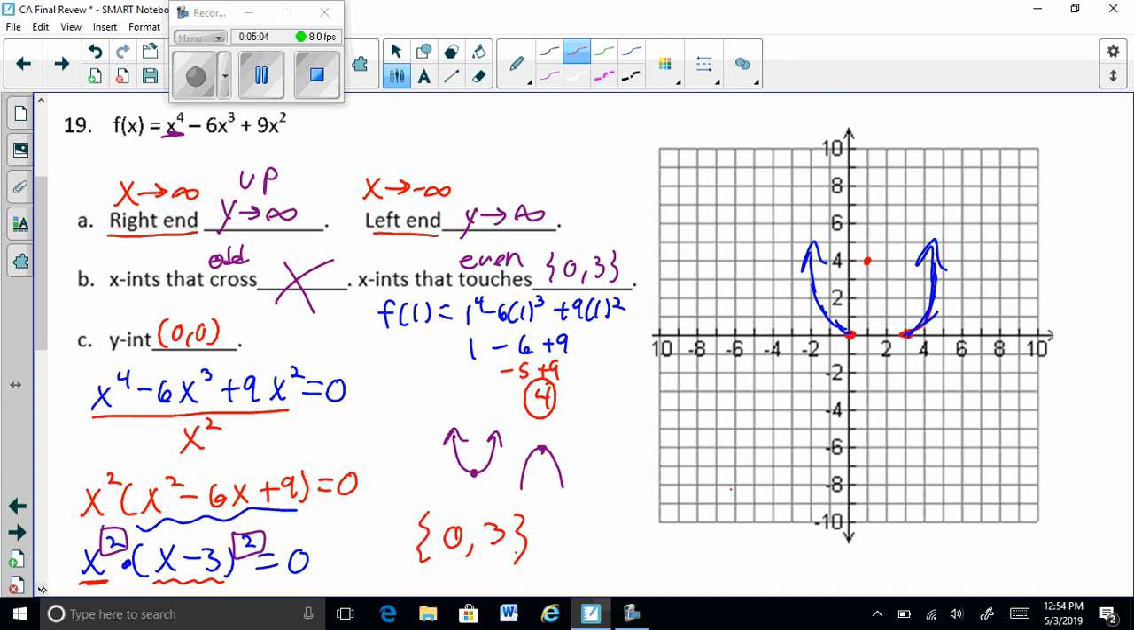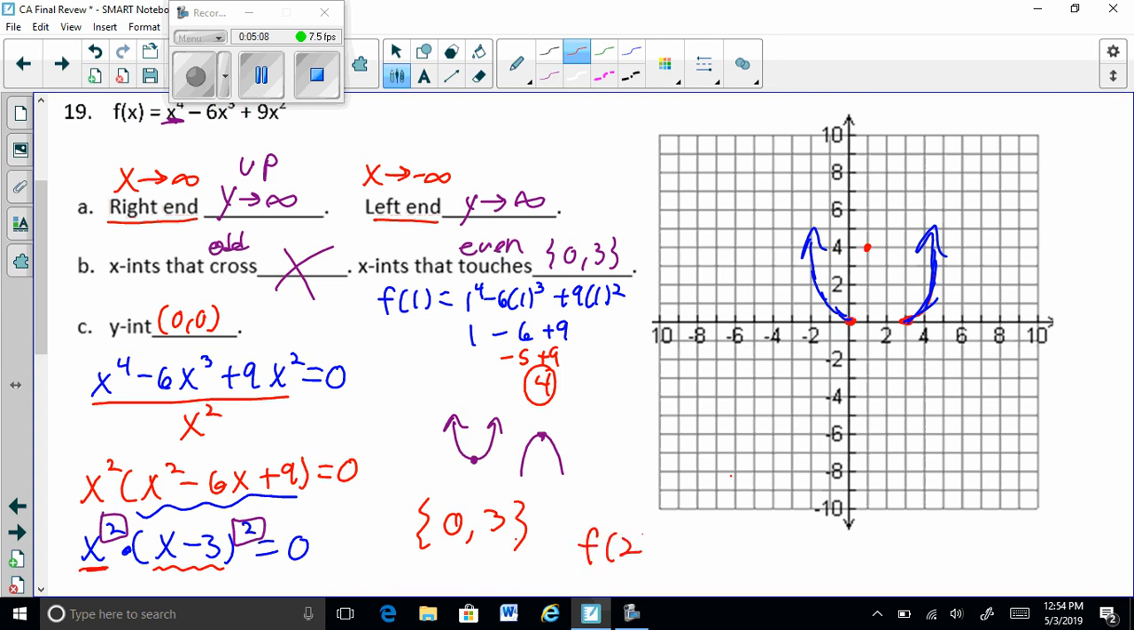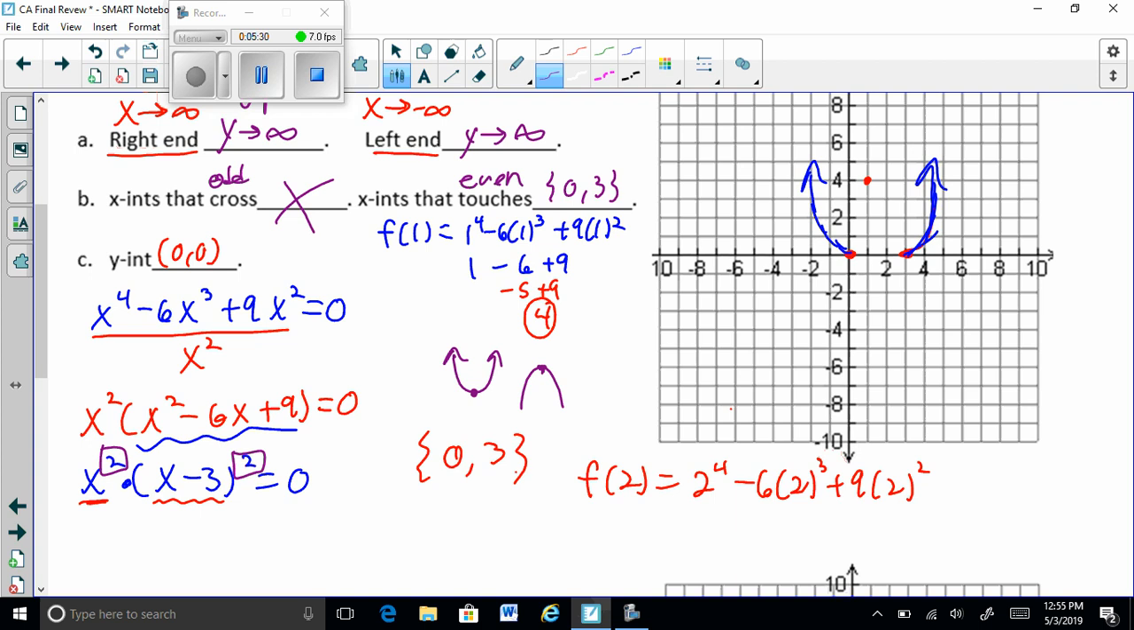And then let's see if I can make a little room down here. I'm going to do f of 2 down here, where I've got a little more room. It's going to be 2 to the 4th power minus 6 times 2 to the 3rd power plus 9 times 2 squared. Scroll down so I have enough room to work this out. 2 to the 4th power is 16, minus 6 times 8, plus 9 times 4. So that's going to be 16 minus 48 plus 36. 16 take away 48 is negative 32, plus 36. All that work, we actually end up with a 4, just like the other point. So it's at 4 also.